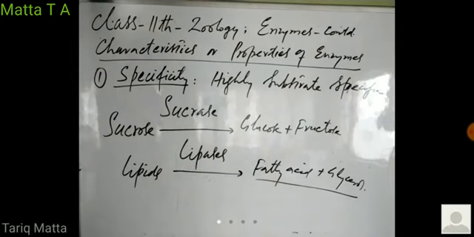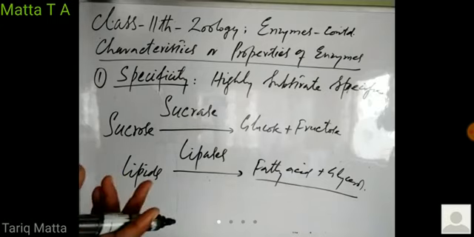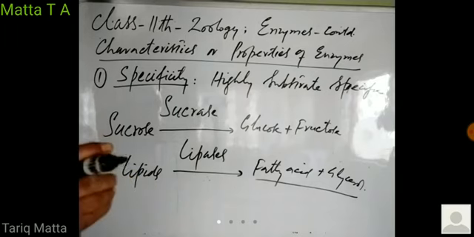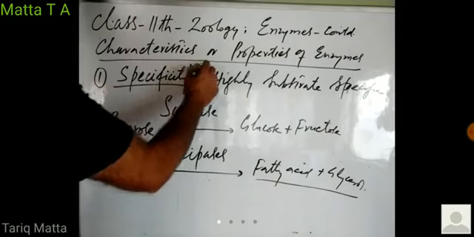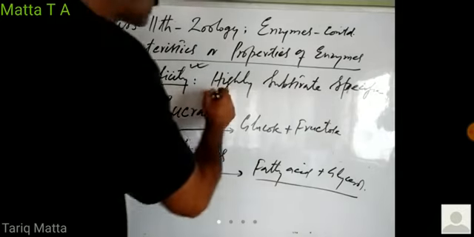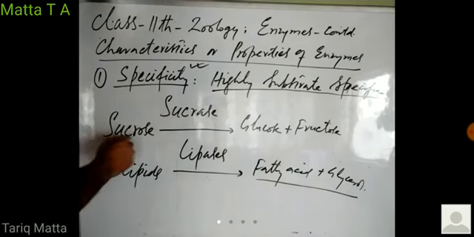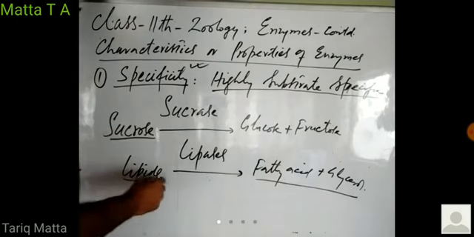Lipase will not act on protein. Lipase will not act on carbohydrates, right? So every enzyme is substrate specific. For a particular substrate, we have a particular enzyme. This property of enzymes to catalyze only specific substrates is known as specificity of enzymes. They have a specific substrate on which they will act, and will not act on any other substrate. For example, sucrase will only act on sucrose. Lipase will only act on lipids.